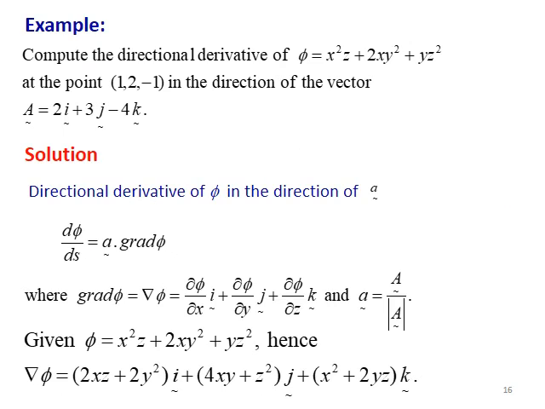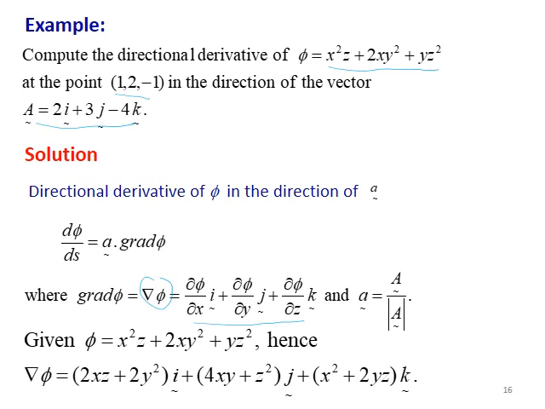He told me here, compute the directional derivative of phi. Phi is a scalar, at the point he gave me, in the direction of the vector he gave me. First, I will find the gradient, del phi. We learned how to find del phi.